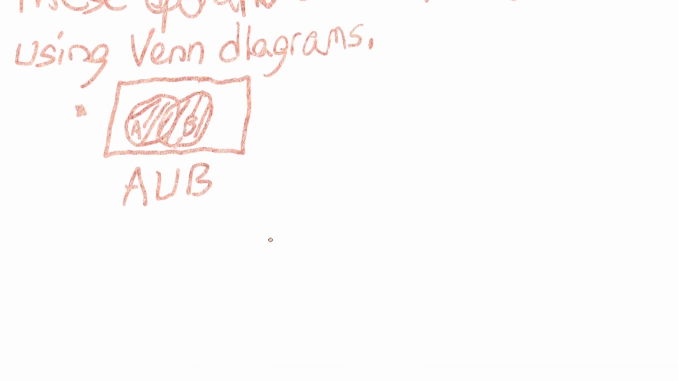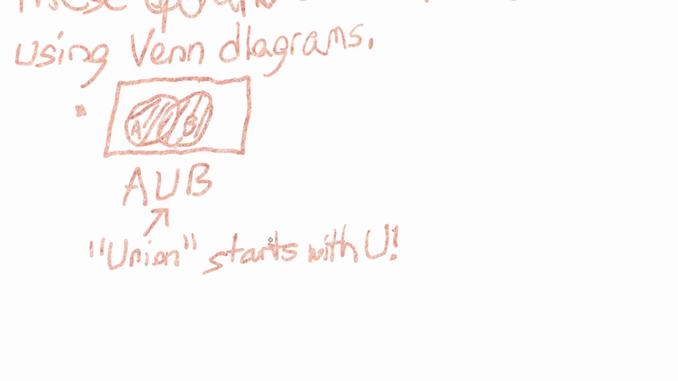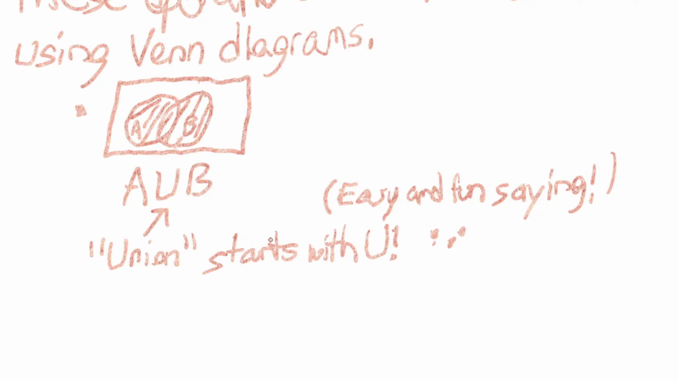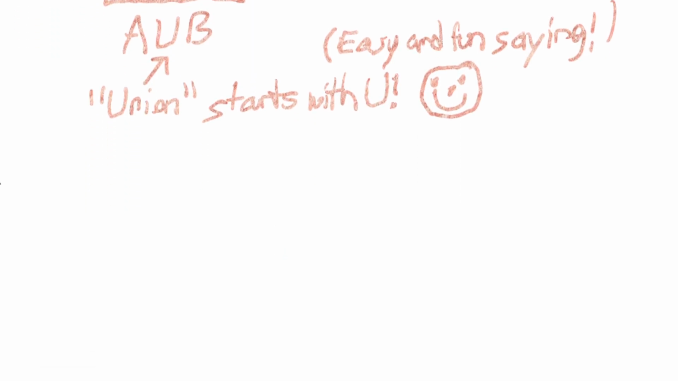I just want to share a fun little note for union. The way I've always been able to remember union is that union starts with U, because the symbol that represents union is in the shape of a U. So this is an easy and fun saying that personally for me has helped me be able to tell the difference between union and intersection. Union starts with U.